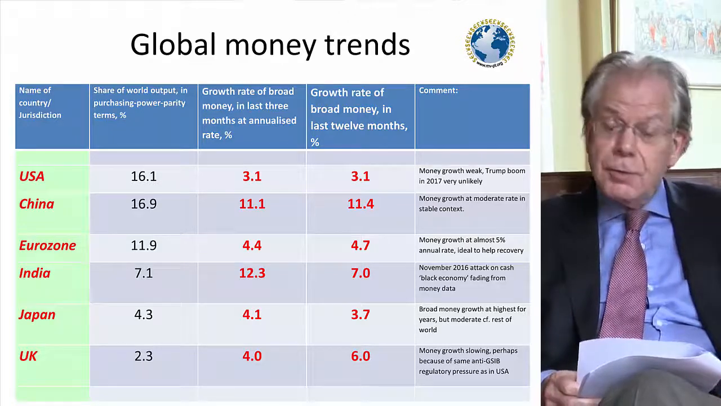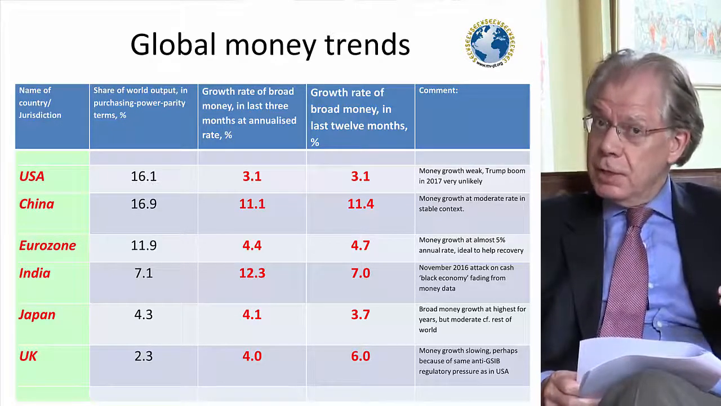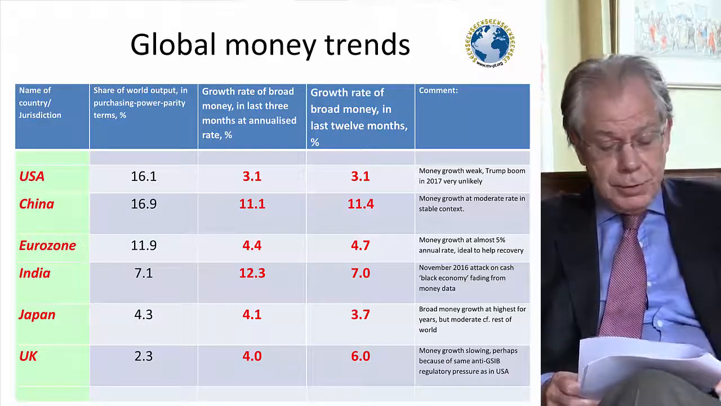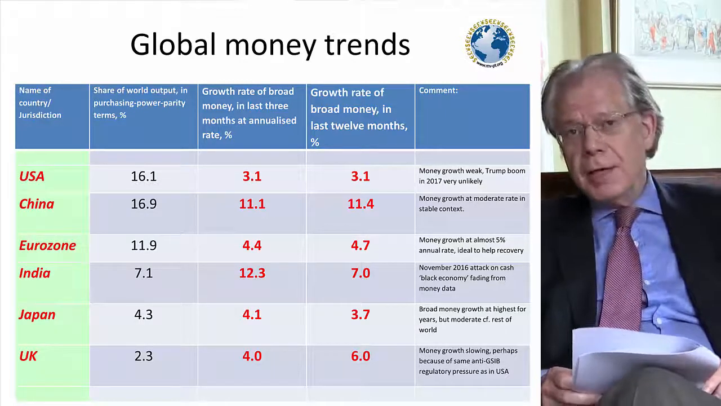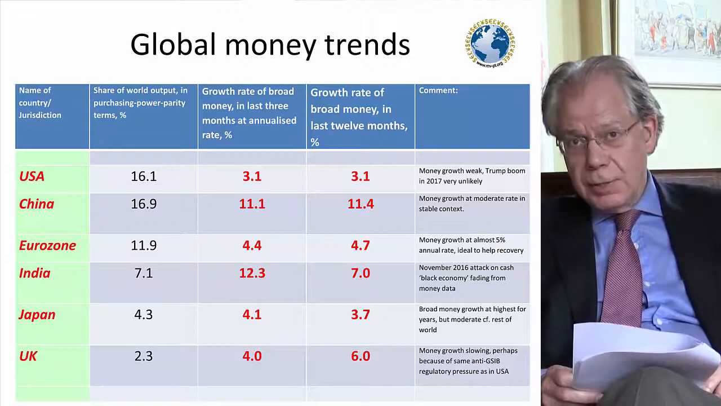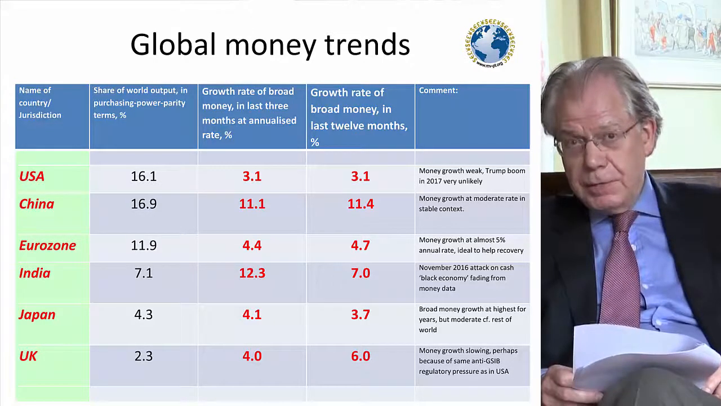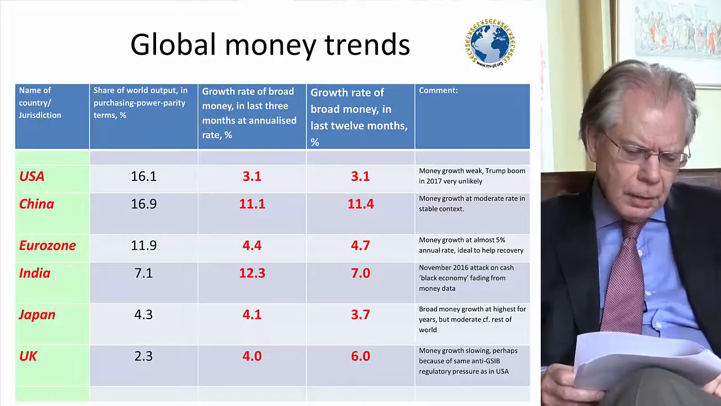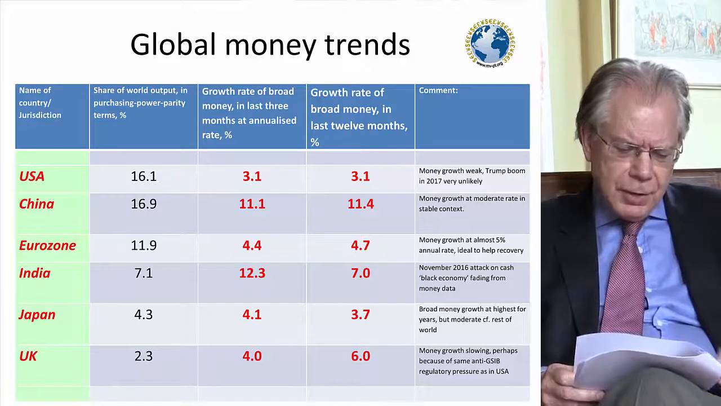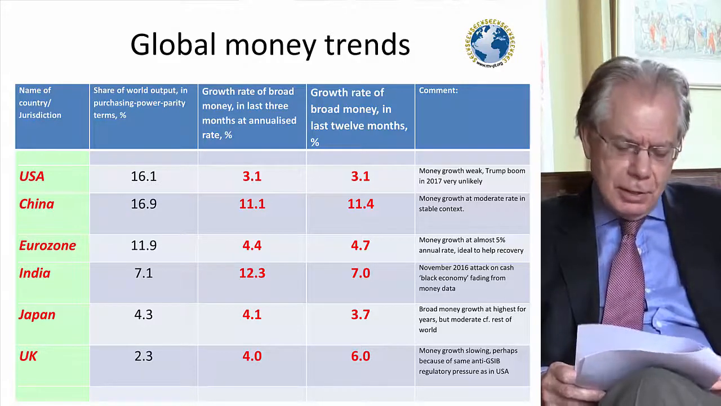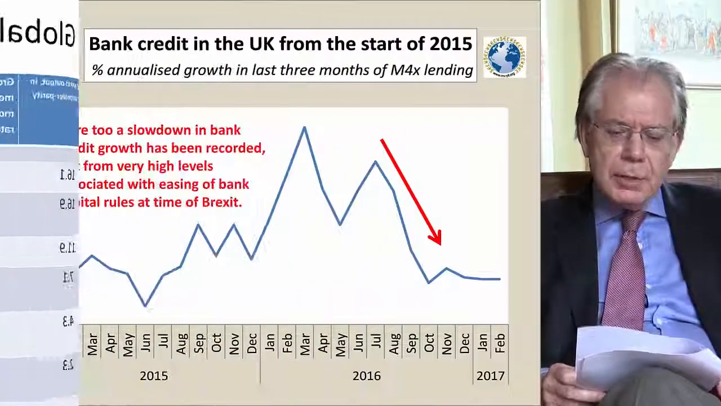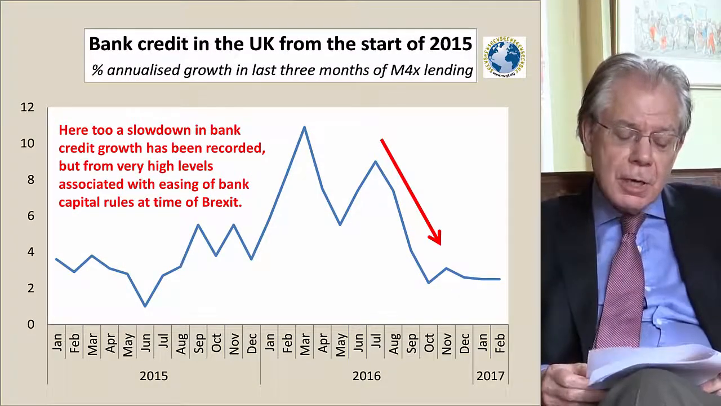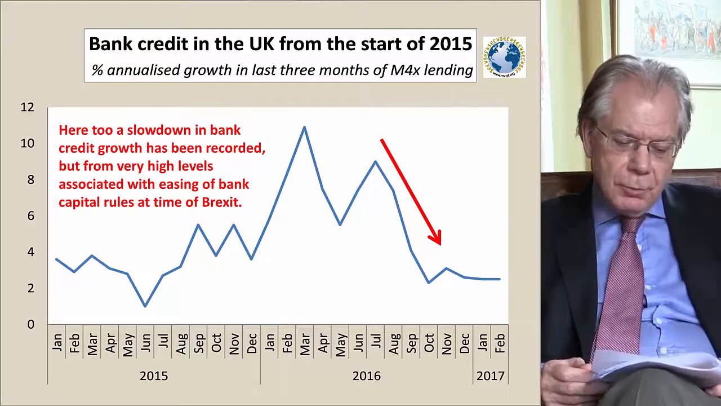In the Eurozone, money growth has actually picked up towards 5% a year in the last few quarters, having been very, very low in 2012 and 2013. Japan has got some of the highest money growth numbers in the last 20 years. Not very fast, but under 4%, but still the best for 20 years or so. India's all right, having had this rather crazy demonetization exercise last November. And Britain also is seeing a slowdown in bank credit at the moment, but we're relatively unimportant in the global picture.